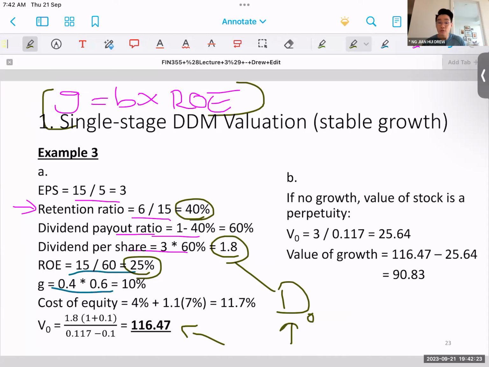Maybe I'll pause here. Any questions regarding this example, part A? No. Okay.